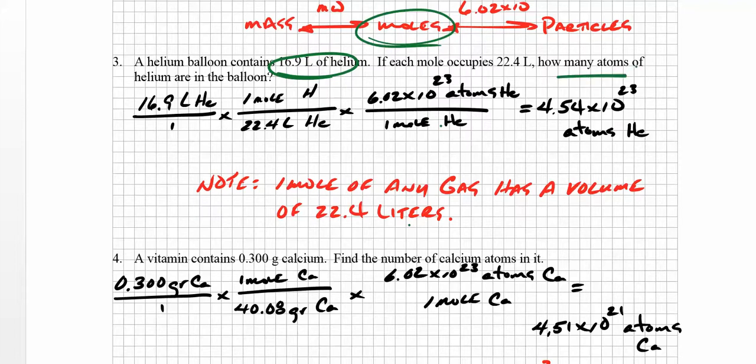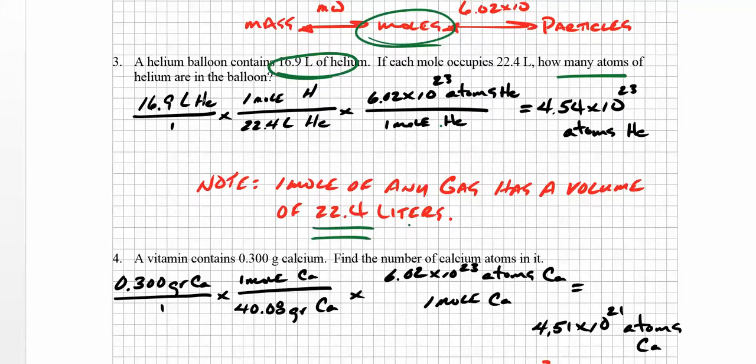An important note is this. 1 mole of any gas, it can be ammonia gas, it could be hydrogen, helium gas, it doesn't matter what kind of gas it is, they all have the same volume, 22.4 liters, so we'll keep that in mind. Let's start with what we know.